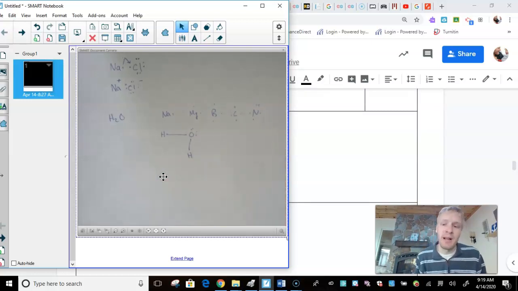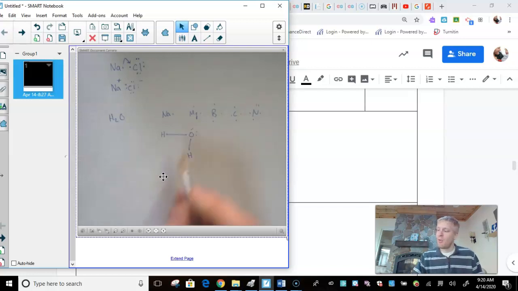Now that's a very simple molecule. It's a simple way of doing a Lewis dot structure. In a later video I'll show you a process of making Lewis dot structures so that it works for all situations, even the weird exceptions to the octet rule.